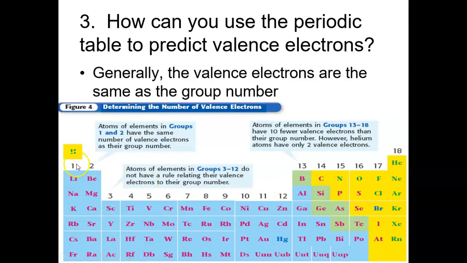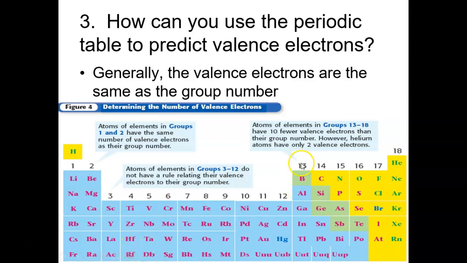So for instance, over here in groups 1 and 2, all of these elements in group 1 have 1 valence electron. That even includes hydrogen. Okay, in group 2, all of these have 2 valence electrons. Now, unfortunately, the transition metals in groups 3 through 12 don't really have a good way, by looking at the periodic table, of predicting their valence electrons.